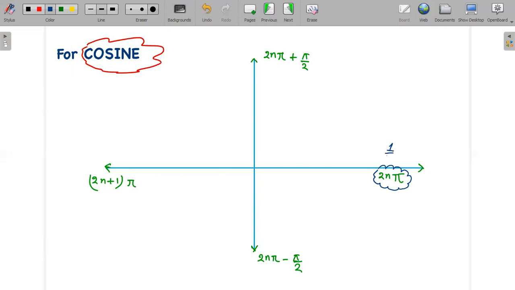We always get a 1. Now, if we are at the negative x-axis, then cosine will give you a negative 1. Similarly, on the positive y-axis, cosine will give us a 0 as an output. Now, what if I am at the negative y-axis? At the negative y-axis, we still get a 0.